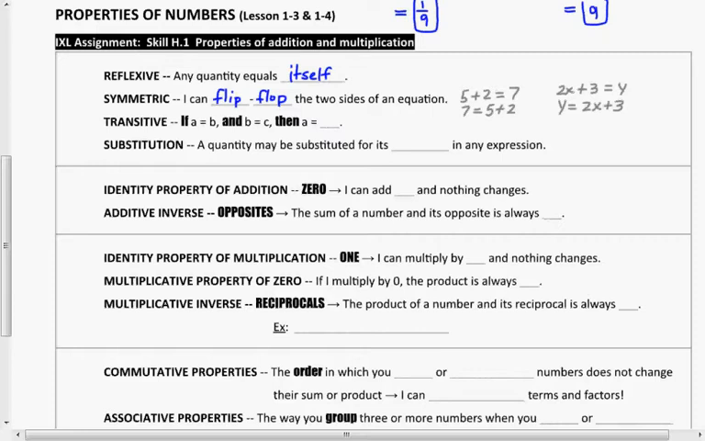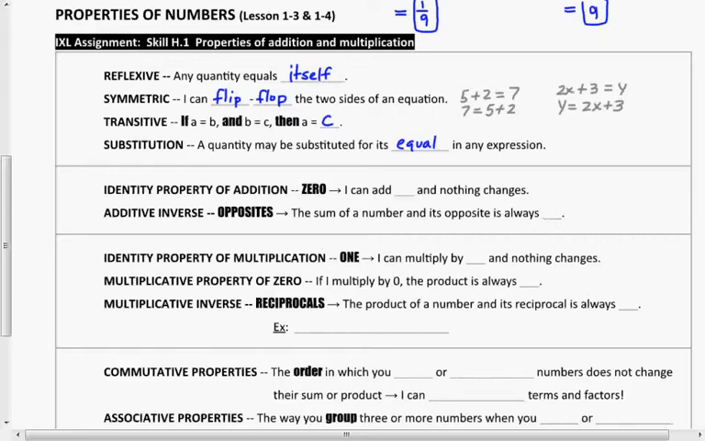The transitive property of equality is the if and then property. If A is equal to B, and B is equal to C, then what does A have to be equal to? Well, it's got to be equal to C. If A is equal to B and C was equal to B, then A is equal to C. All right, substitution property, we use this all the time without thinking. Any quantity may be substituted for its equal in any expression. So if you see a 5 plus 2, you can substitute a 7 in its place.